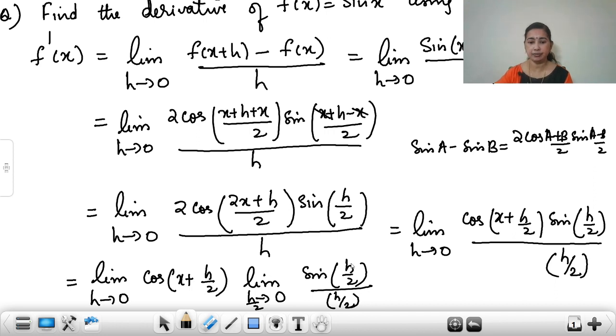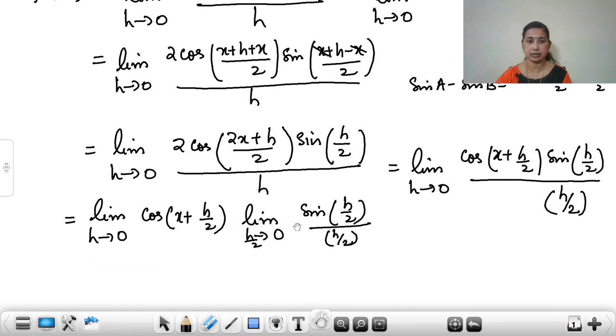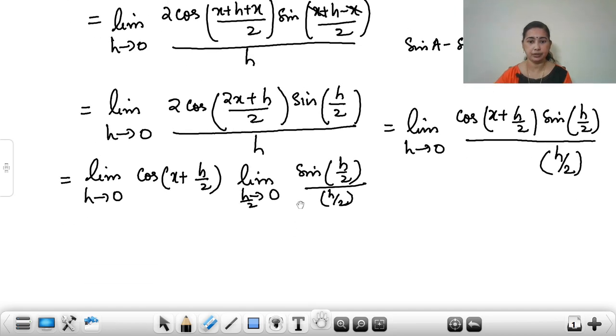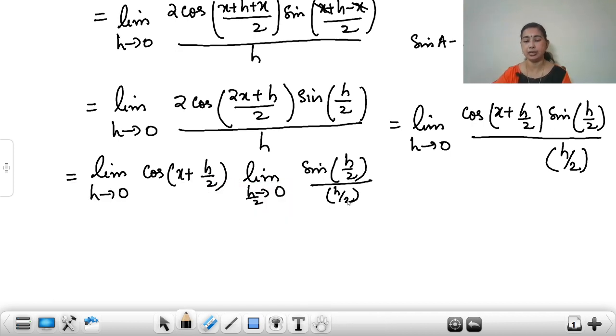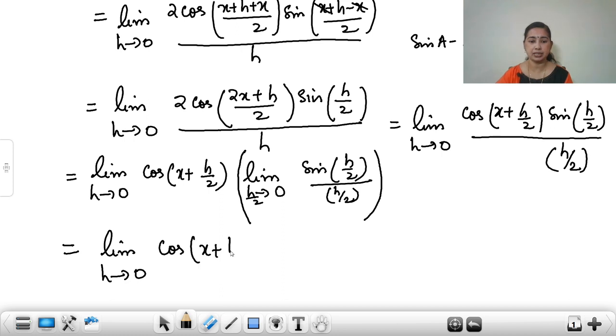So this part we have studied, limit x tends to 0 sin x by x is equal to 1. Same way here also, limit h by 2 tends to 0 sin h by 2 by h by 2 is equal to 1. So this part is 1. So the answer, limit h tends to 0 cos of x plus h by 2 into 1. Now here if you are putting h as 0, the answer you can write as cos x.